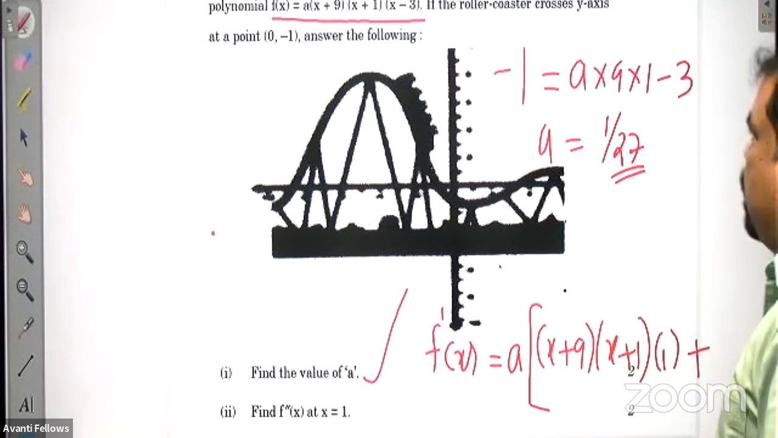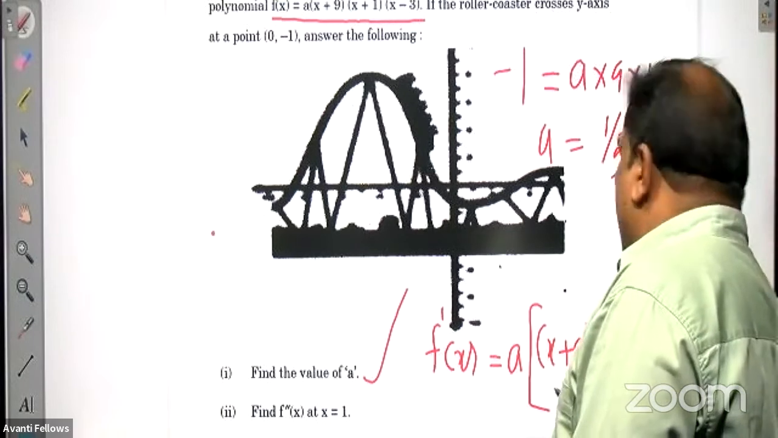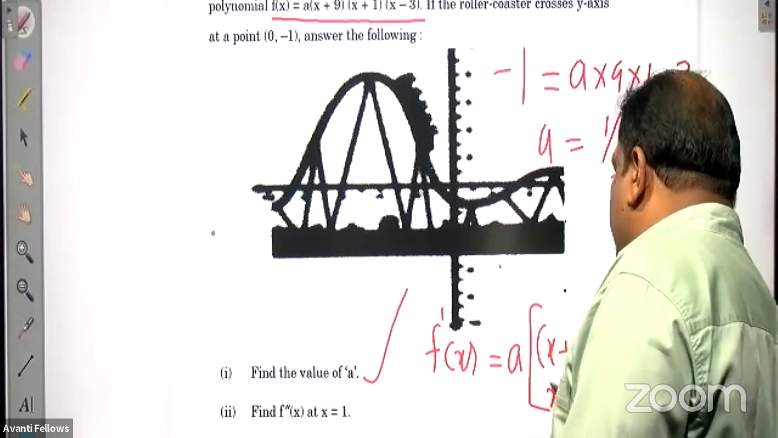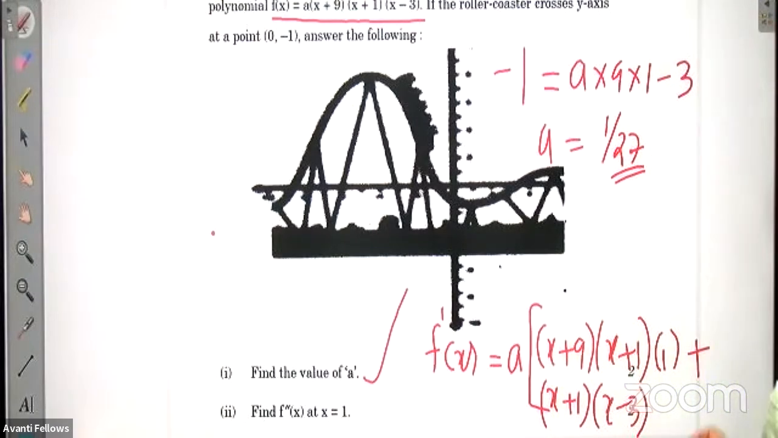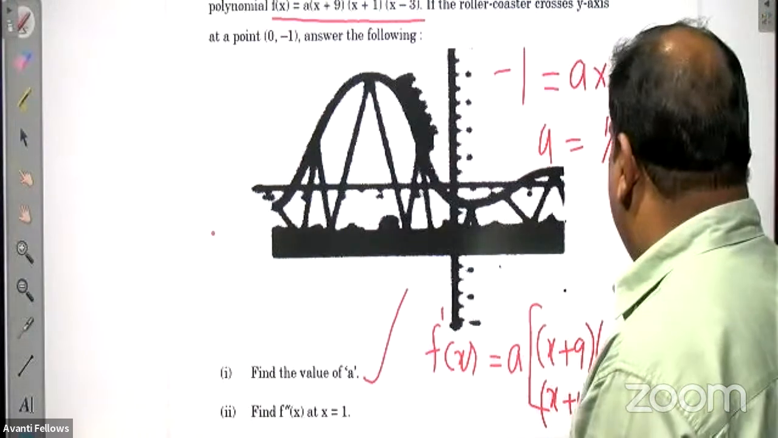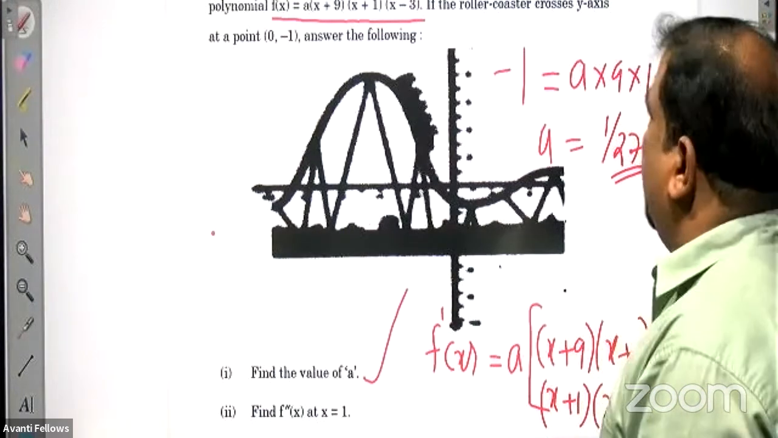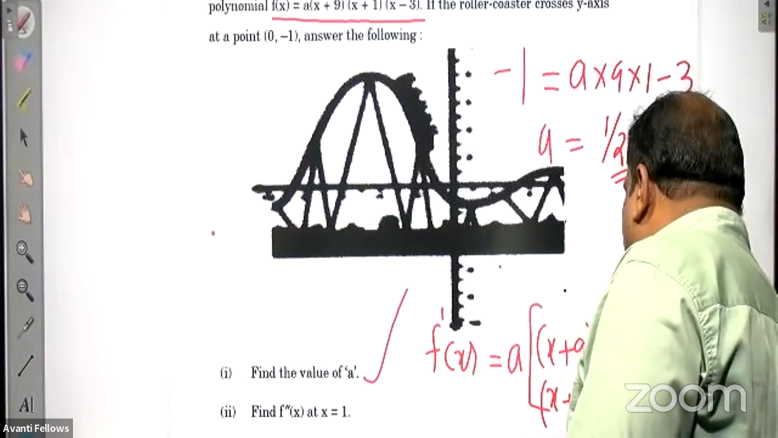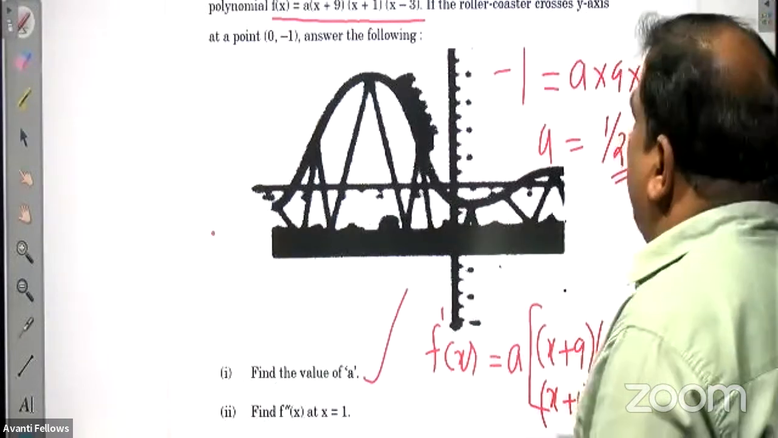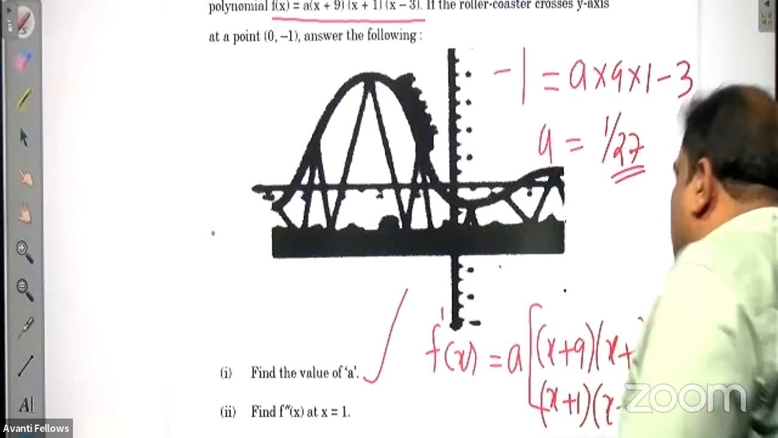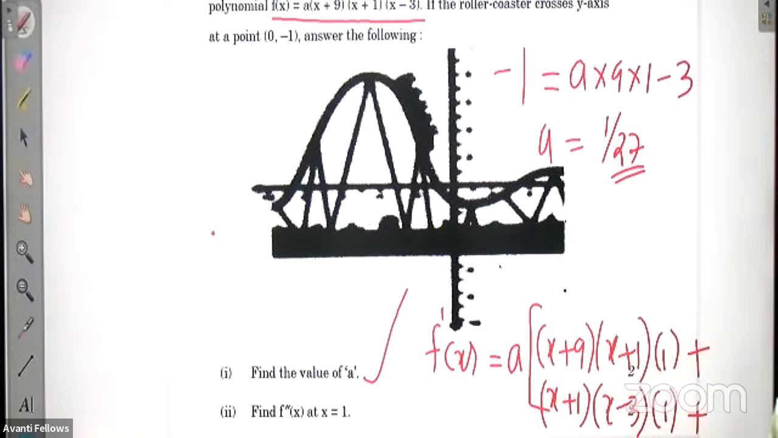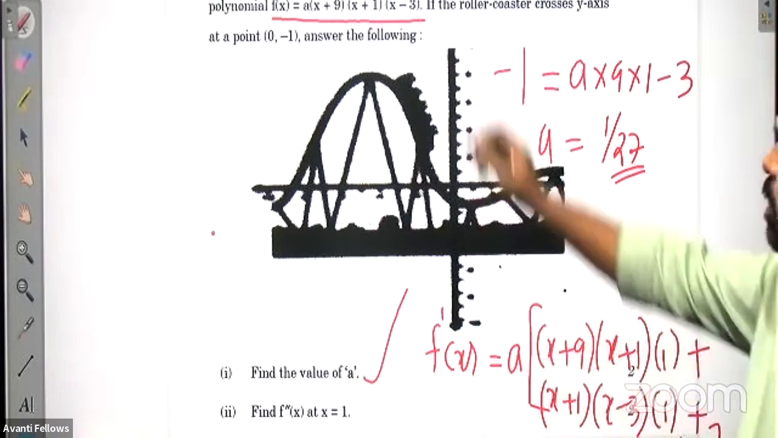Plus the next term. Any two you can take together: x plus 1 into x minus 3, and the derivative of the first will be again 1 only. Plus, in that way, take the other two: x plus 9 into x minus 3, and the derivative of the third will be again 1 only. Everything is in the bracket, and outside the bracket there is the constant a.